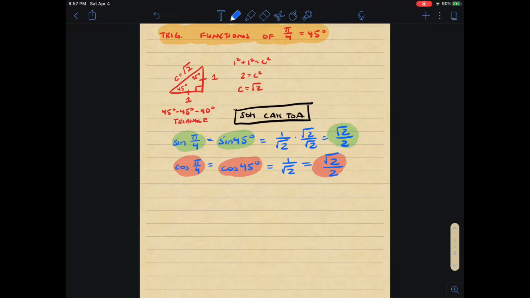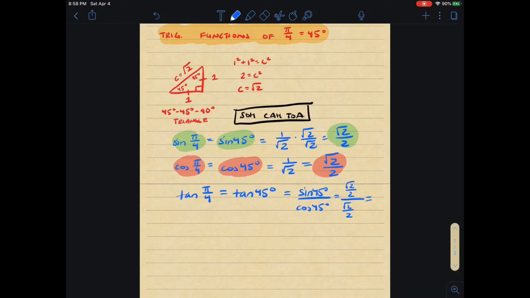Let's look at tangent of pi over 4. This is going to be the same thing as tangent of 45 degrees. Tangent, you can think of it as sine over cosine. So let's try that. Sine of 45 degrees over cosine of 45 degrees. What is sine of 45 degrees? Well, we just found it above there, right? It's square root of 2 over 2. What's cosine of 45 degrees? That's also square root of 2 over 2.